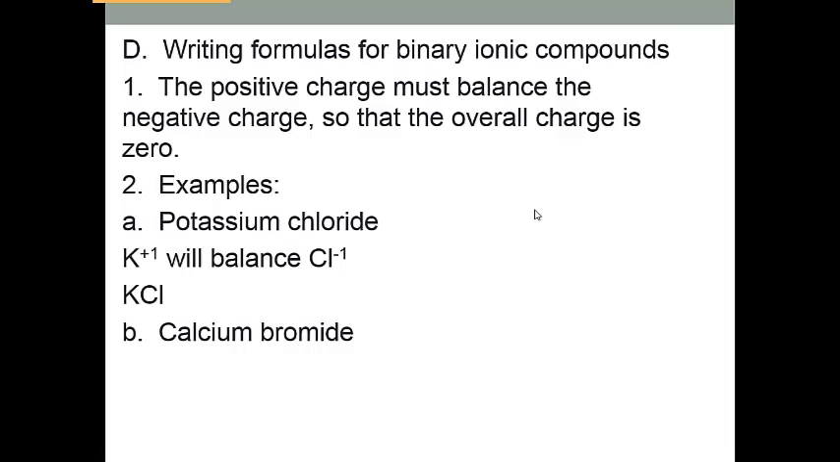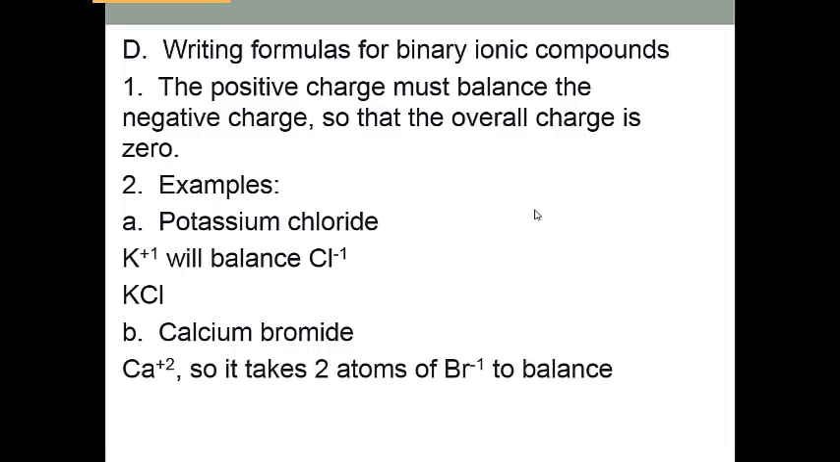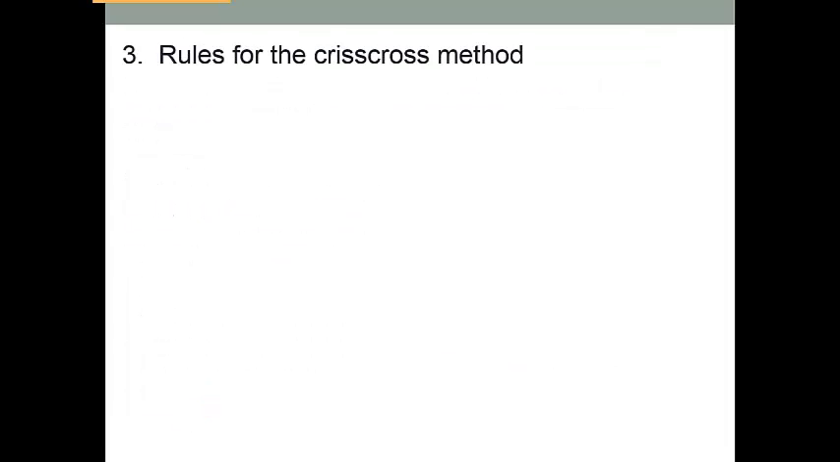But if we look at calcium bromide, we have calcium, which is in the +2 family, and bromine, which is a -1. So one calcium and one bromine are not going to balance and equal 0. It takes 2 of the bromines in order to balance those, so in our chemical formula we need to include a subscript of 2 behind bromine so that our reader knows that it takes 2 bromines to make a neutral compound.